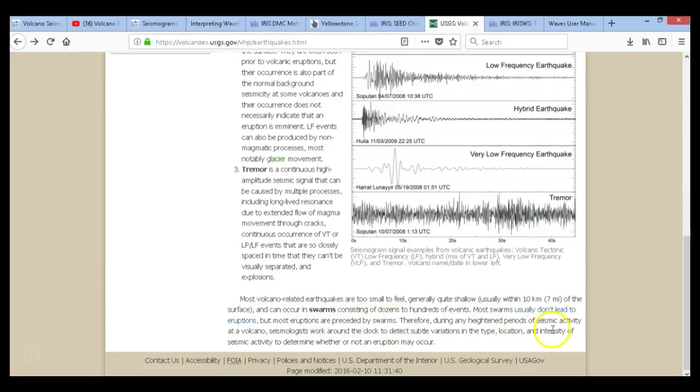Therefore, during any heightened period of seismic activity at a volcano, seismologists work round the clock to detect subtle variations in the type, location, and intensity of seismic activity to determine whether or not an eruption may occur. I hope to be one of those seismologists someday. I would love to be a volcanic seismologist and work at either Yellowstone or Mount Rainier.